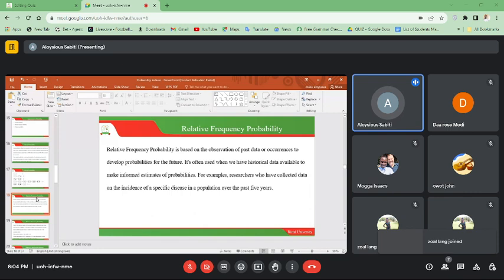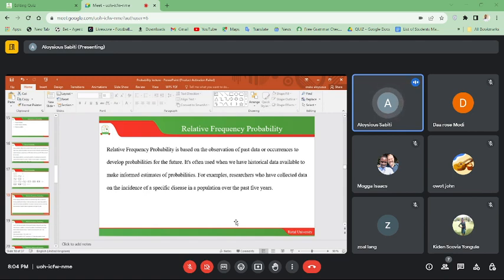So that is with regard to classical probability. If you're looking at relative frequency probability, we're looking at the probability that is based on the observation of past data or occurrences to develop probabilities for the future. And that is why we are calling it relative. Relative meaning it is looking at a particular period of time.